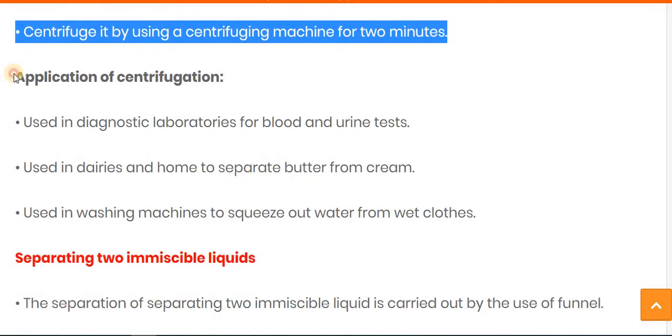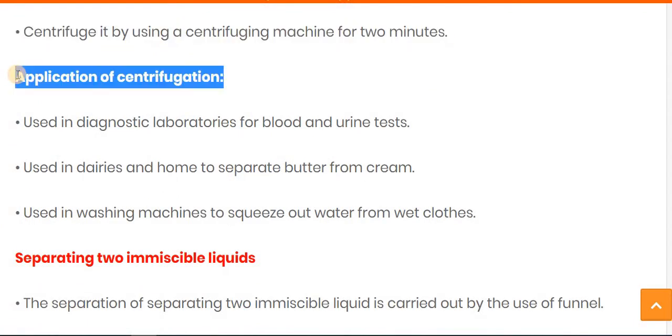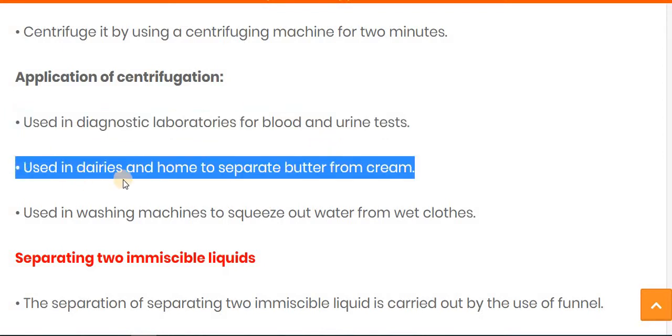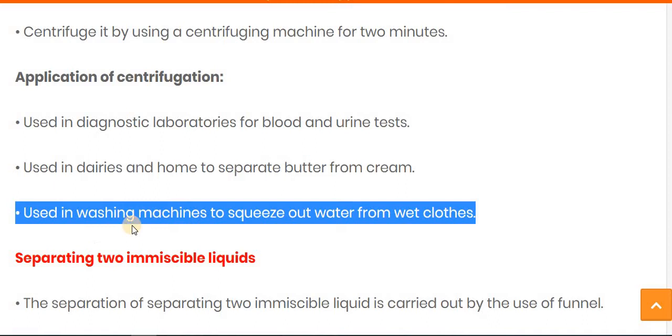This point is very important: applications of centrifugation, meaning where we can use this technique. The first application is in diagnostic laboratories for blood and urine tests. The second is in dairies and at home to separate butter from cream. The third is in washing machines for squeezing water out from wet clothes. Now let's see the next topic.